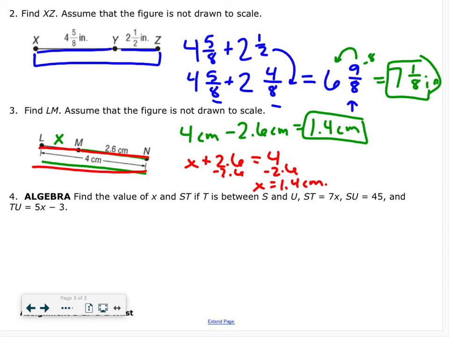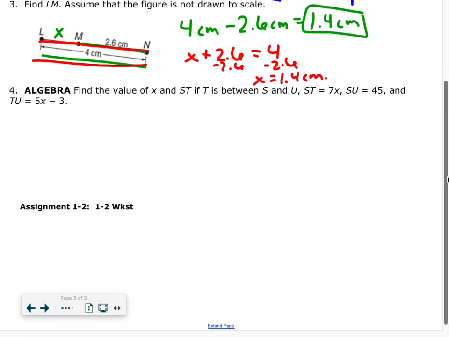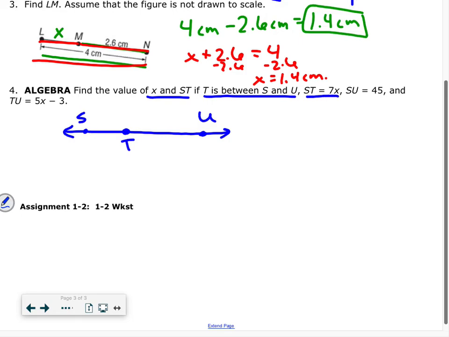And the last example we have today, you'll notice they don't have a drawing, so the first thing we're going to do is we're going to actually draw it. So we need to find x and ST. T is between. All right, so between, let's put S and U. So S and U on our line. T is in between somewhere, so let's just put T there. That tells us ST is 7x, so we're going to label this 7x. SU is 45, well that's the whole thing. And TU is 5x minus 3.